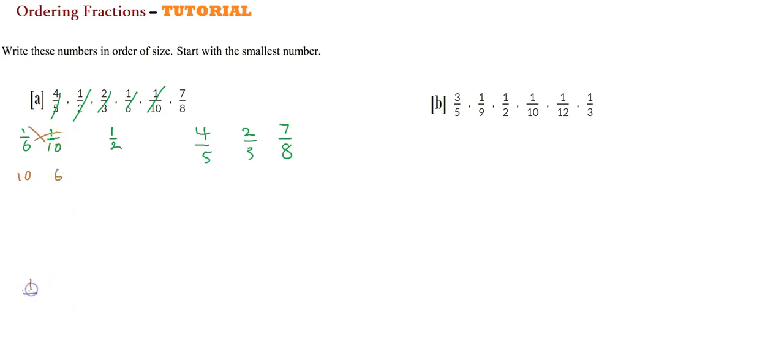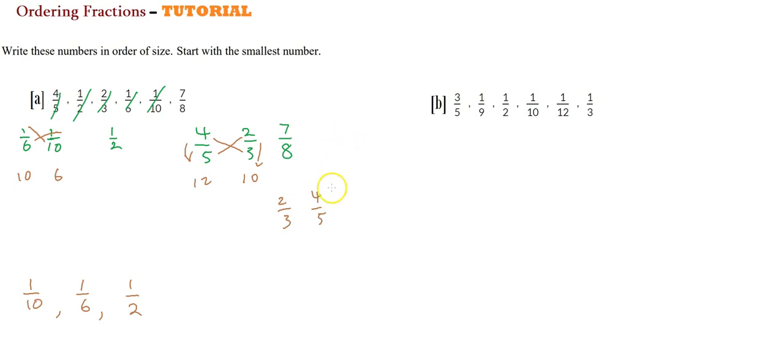So it's going to look like this. 1/10. Then we go 1/6. Then we go 1/2. So I just need to sort out these guys. So let's have a quick battle between 4/5 and 2/3. So this is 12, right? And this is 10. So for sure, 4/5 is bigger than 2/3.